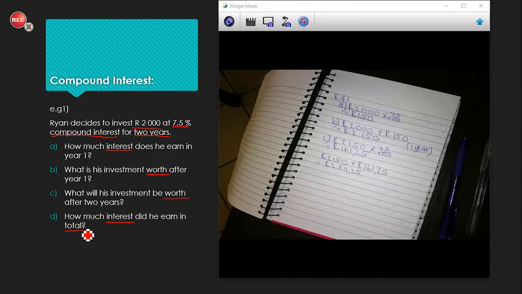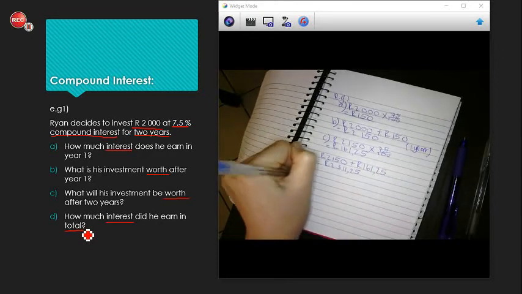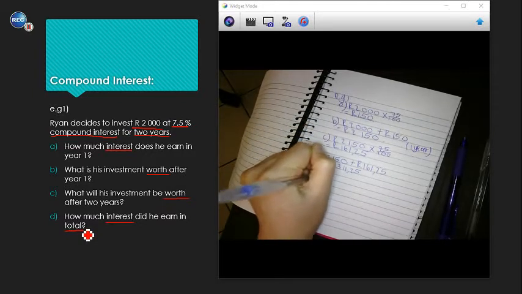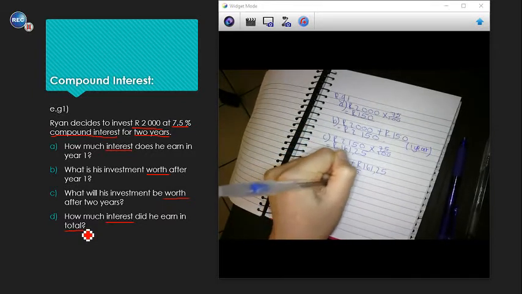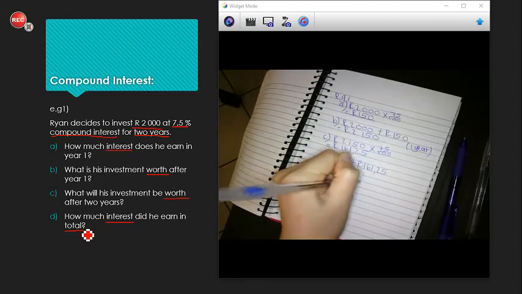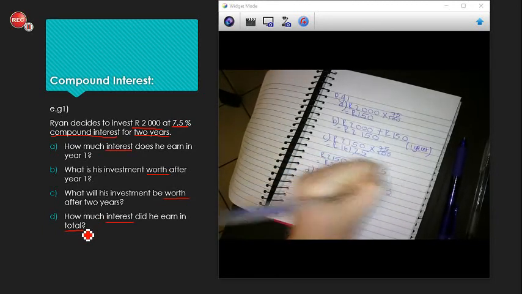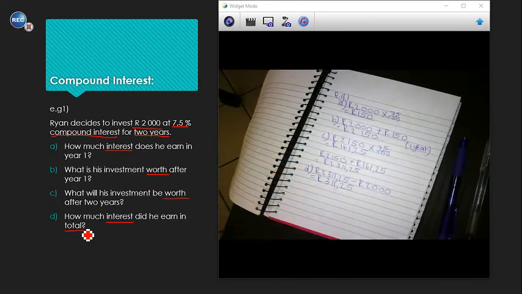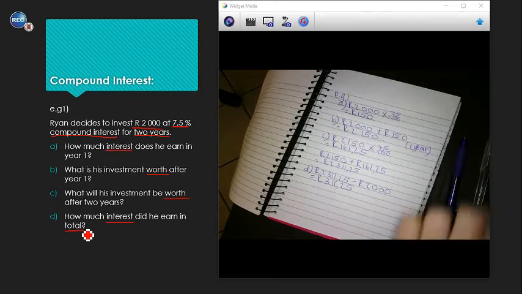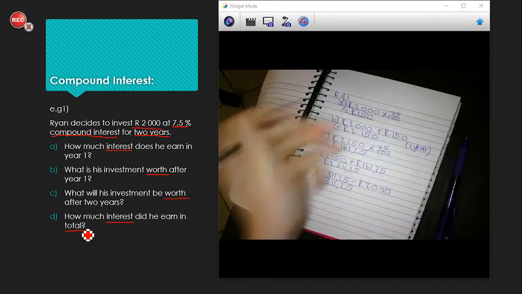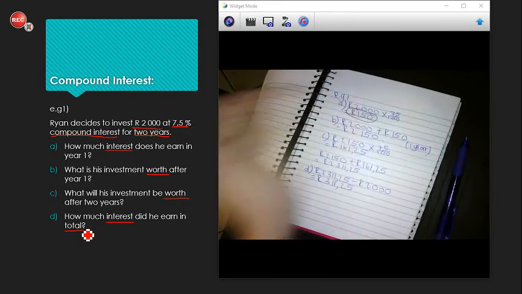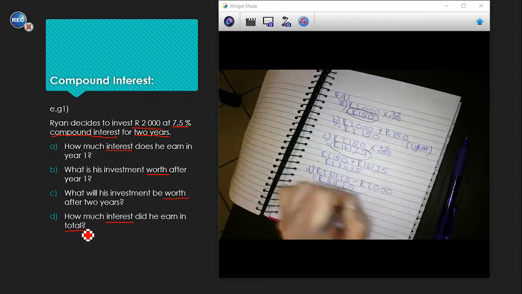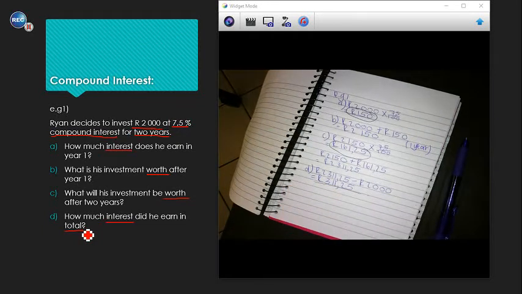Question D is asking us, how much interest did he earn in total? So that is nice and easy. We can take the final value of his investment and from that subtract the original amount he invested, and that gives me 311 Rands and 25 cents. Alternatively, you could have looked at the amount of interest for year 1, and the amount of interest for year 2, added those two together, and you would have still had the same answer that we have over there.